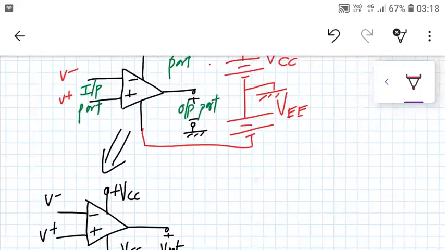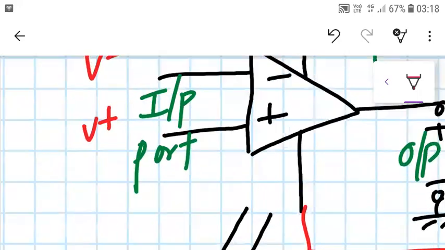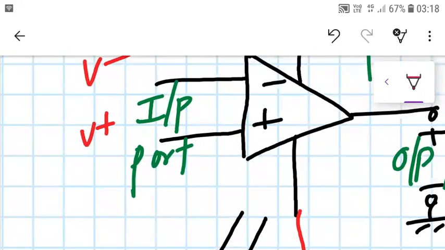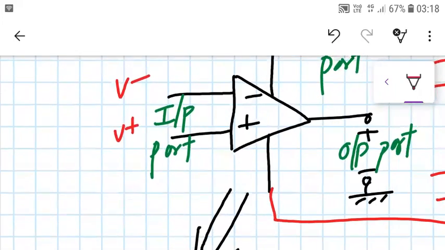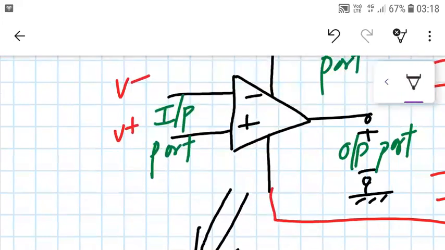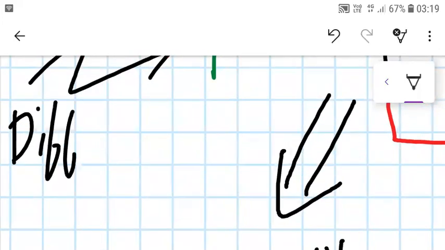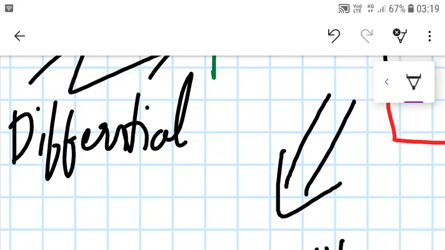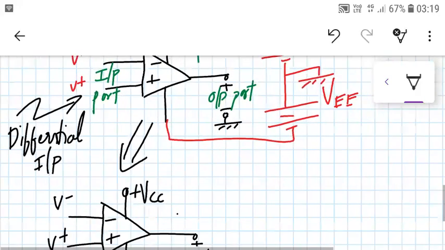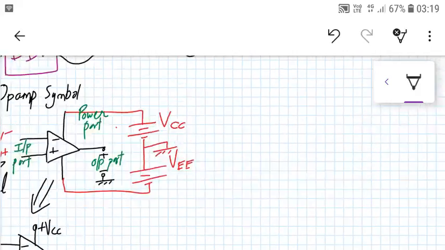Also, one more thing you notice is that the input is not single-ended in the case of an op-amp. It is a differential input. You must have heard of this term in differential amplifier. So here your input is a differential input. It's good to know. This will come in handy. Basically, a differential amplifier is the first stage inside the op-amp.